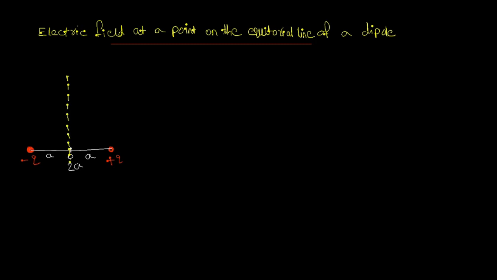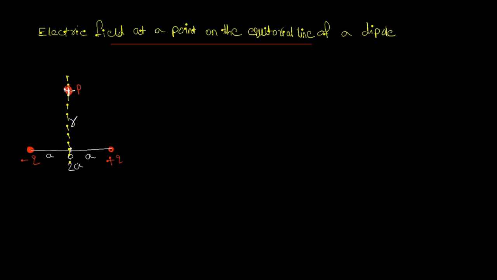The next step, we are going to consider a point P on this equatorial line, at a distance r from the center O. We consider a point P on this equatorial line at a distance r from the center O, and we place a very minute positive charge at P.